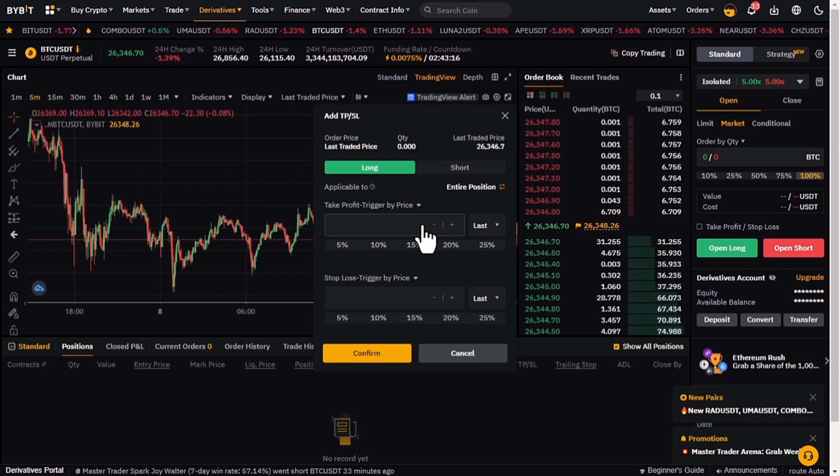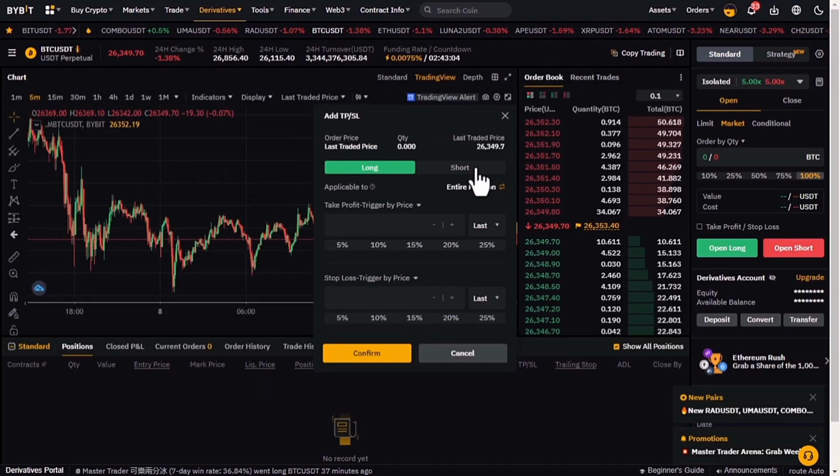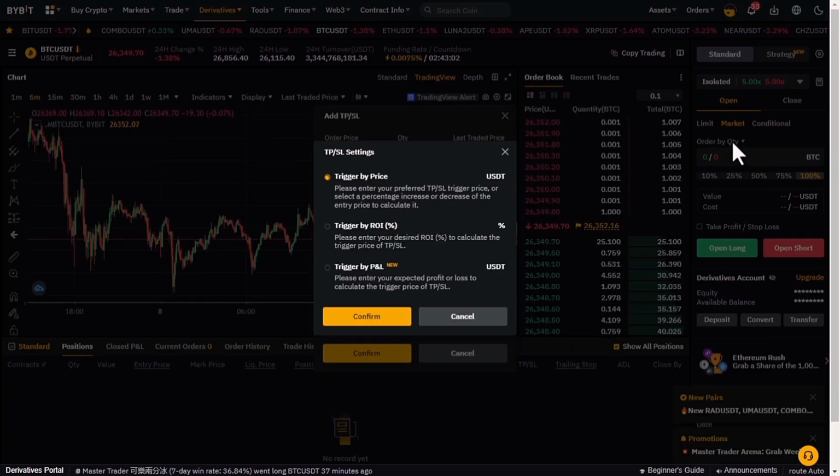Next thing which I highly recommend paying attention to is how the target point and stop loss are going to be triggered. Let's just click on it. It's just like the one before, the order by quantity. I told you it's going to be triggered by USDT percentage or USDT. Just leave it as it is. It's the easiest way.